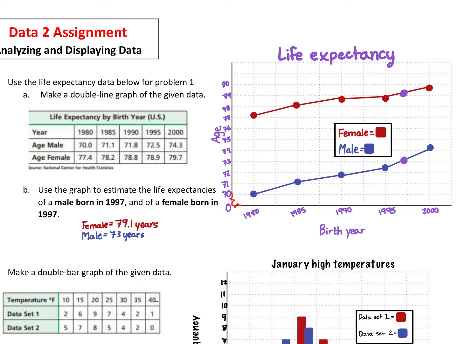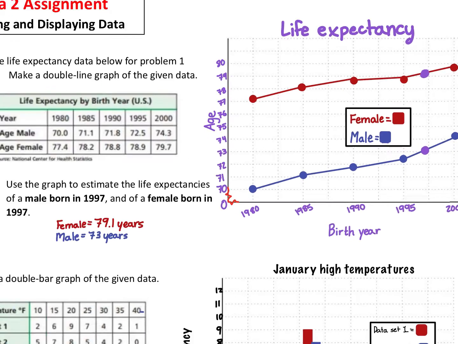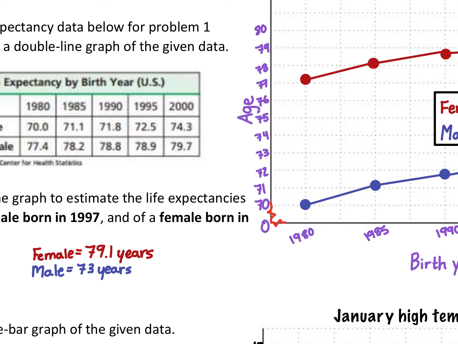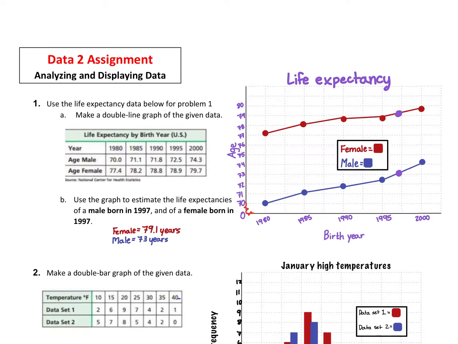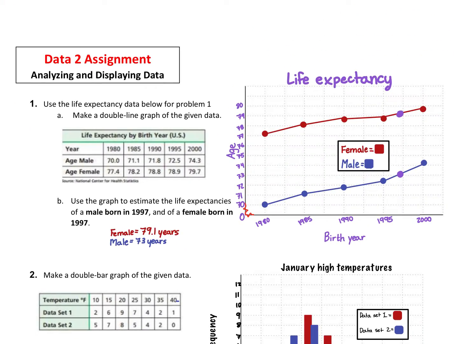Double check some of your points. Maybe check your 1985 ones. Let's check those real quick. Your male number for age for 1985 should be 71.1. So look at your graph. Make sure it's just above 71. And then for female, it should be 78.2. So just above 78. The female one. So just make sure you check a couple of your points. Make sure you got those graphed correctly. Pause it if you need to.